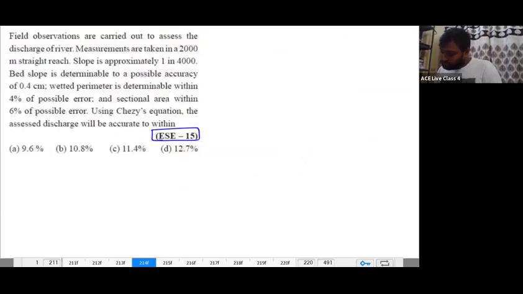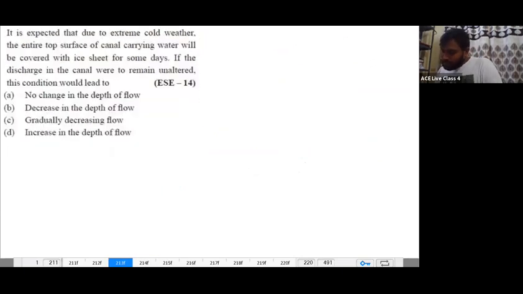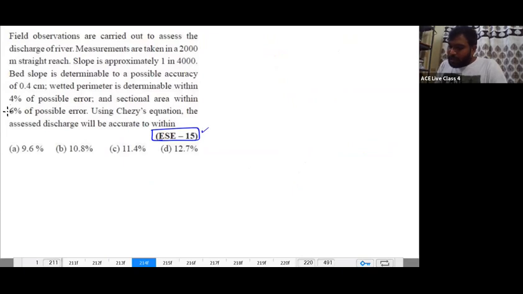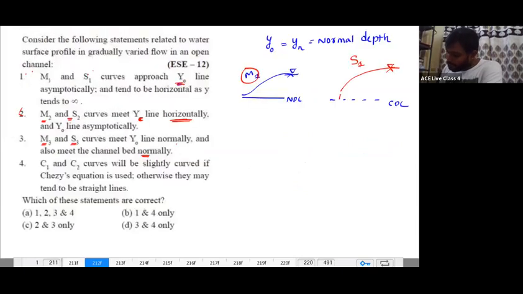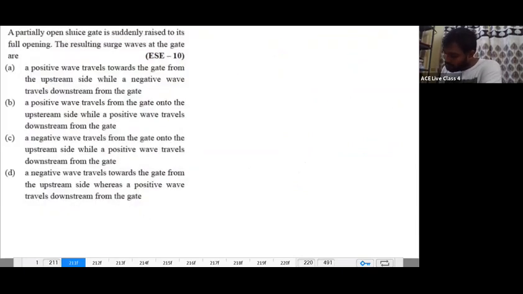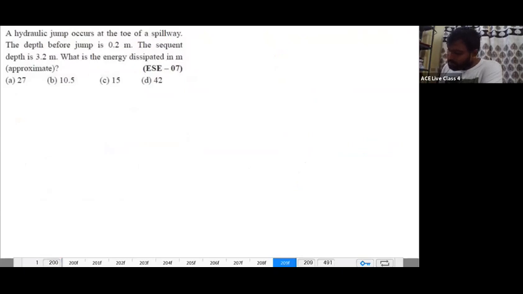Now, see, this is ESC 15. I am going to see the errors there would be. That error analysis we will be discussing in fluid mechanics, flow measurements, and this is that.